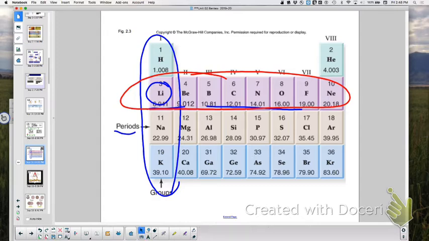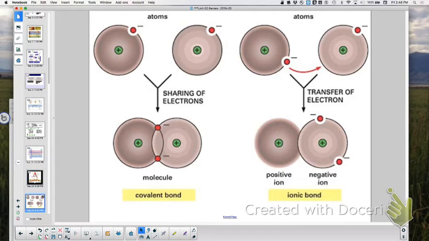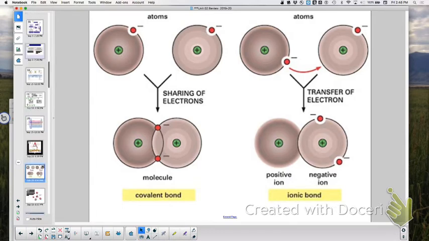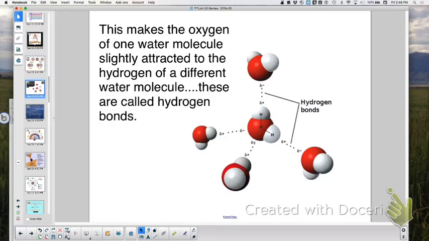Now, isotopes are when you vary in the number of what? Neutrons. Isotopes vary in the number of neutrons, ions vary in electrons. Good. We already went over this. Sharing. Okay. Sharing is caring.